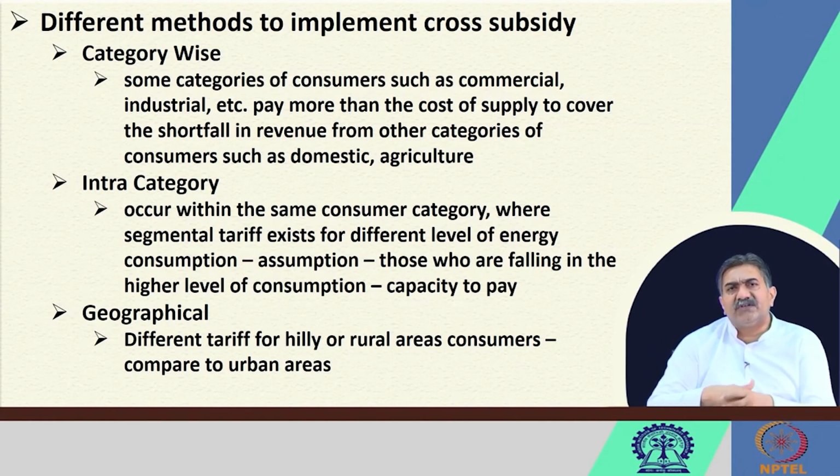So, this is another category what you find. And the third category is the geographical one, where the consumers staying in hilly areas, tough terrains, rural areas, they need to be supported by the one who is staying in urban areas. So, this is how you find that different methods of implementation of cross subsidy are working, and for India, it is category which plays a significant role in getting it implemented.